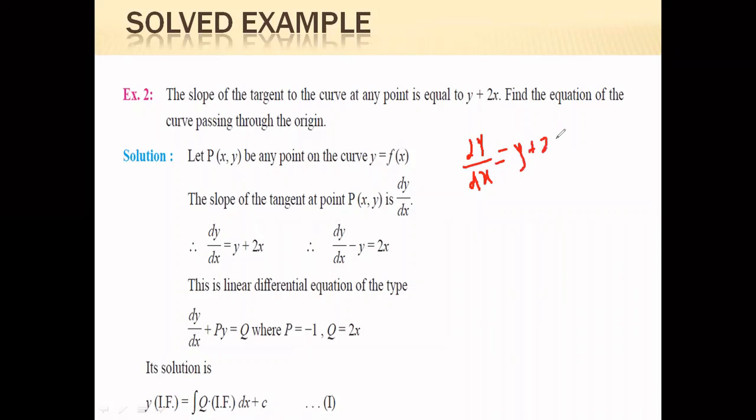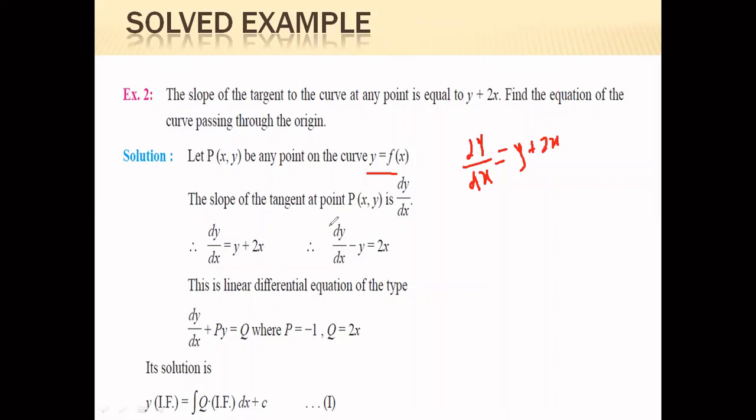Okay. So firstly, we take this point P(x, y) to be any point on the curve. We have a general curve y is equal to f of x. Now the slope of the tangent at the point is dy by dx, as I said, and what is given is y plus 2x. So when you observe the equation, we get dy by dx is equal to y plus 2x. Now plus y goes to the other side, so minus y.